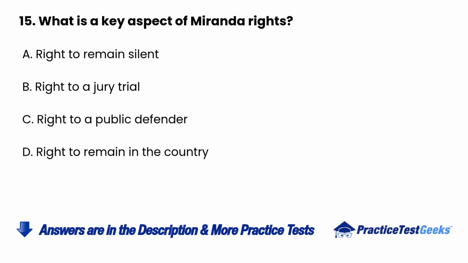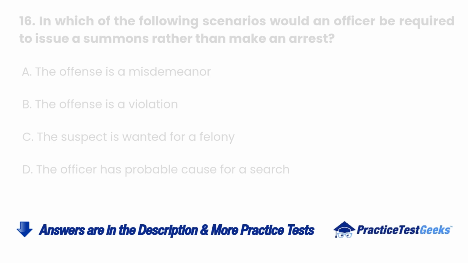15. What is a key aspect of Miranda rights? A. Right to remain silent. B. Right to a jury trial. C. Right to a public defender. D. Right to remain in the country.